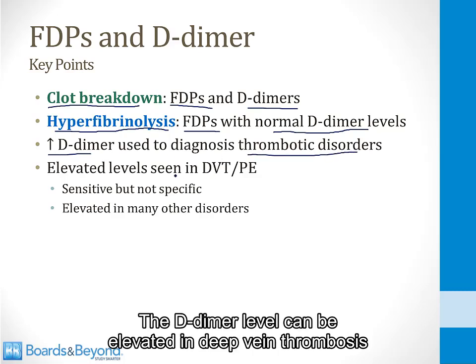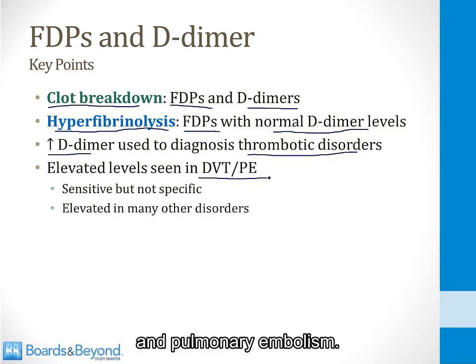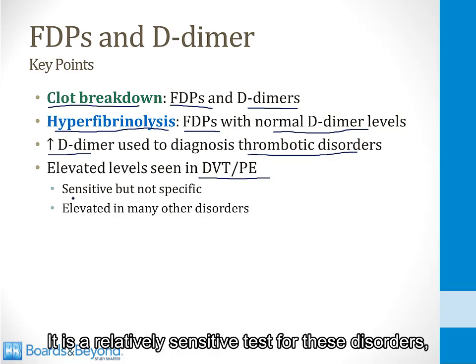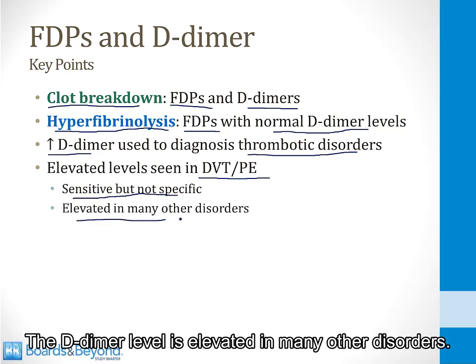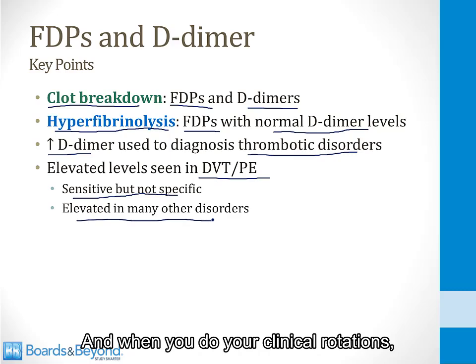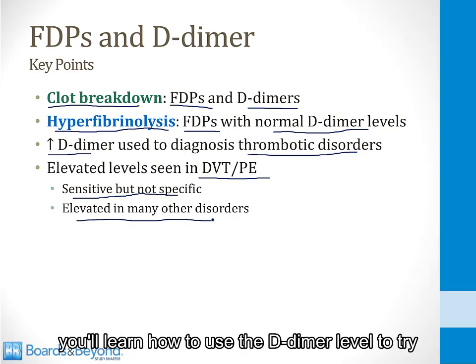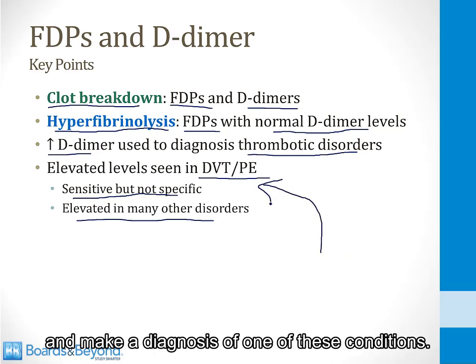The D dimer level can be elevated in deep vein thrombosis and pulmonary embolism. It is a relatively sensitive test for these disorders, but not very specific. The D dimer level is elevated in many other disorders, and when you do your clinical rotations, you'll learn how to use the D dimer level to try and make a diagnosis of one of these conditions.